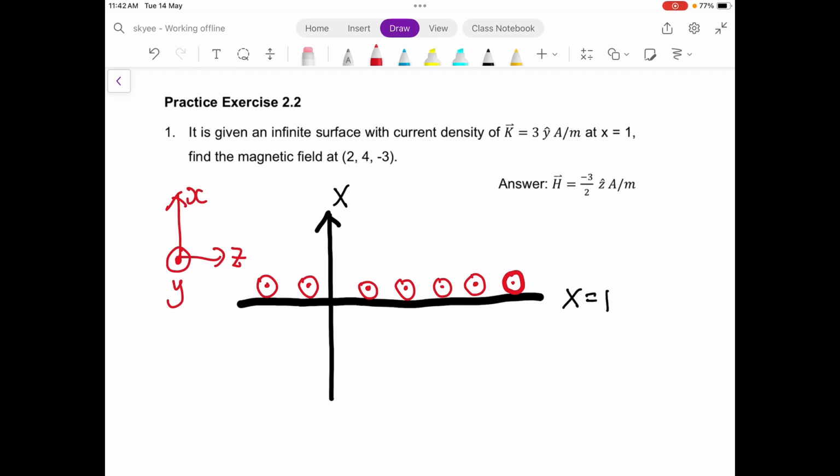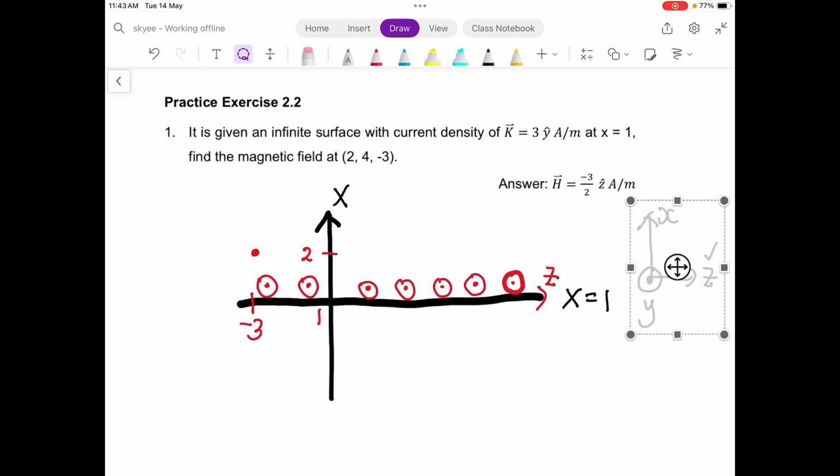Now you have to find the magnetic field at the position (2, 4, -3). So x equals 2. Just now we labelled x equals 1, so 2 is somewhere here. 4 is somewhere that you cannot see, but z is -3. This is the axis z, so -3 will be somewhere here. For example, it is this point. So here is the position P where you want to find the magnetic field.